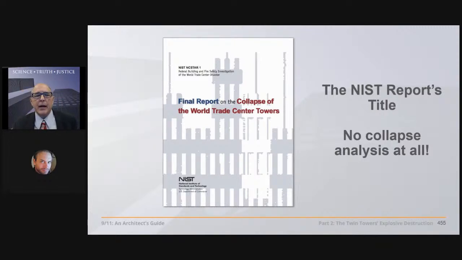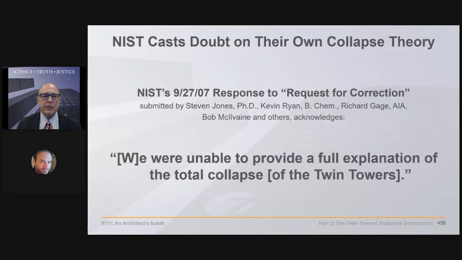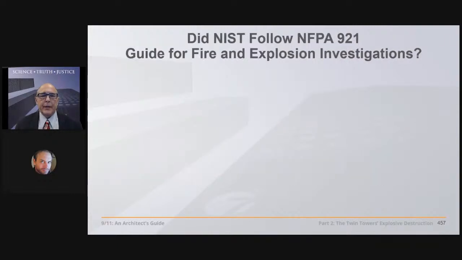All 10,000 pages of it is fluff designed to distract from the evidence that you've been seeing today. So we submitted a request for correction back in 2007, which you can do with federal agencies who commit fraud like this. We were unable to provide a full explanation of the total collapse of the Twin Towers. They respond back, yeah, we agree.